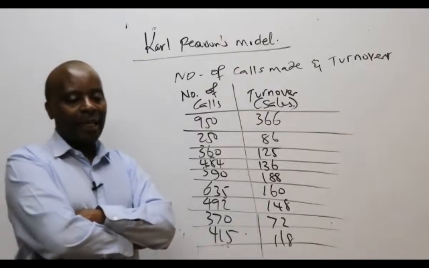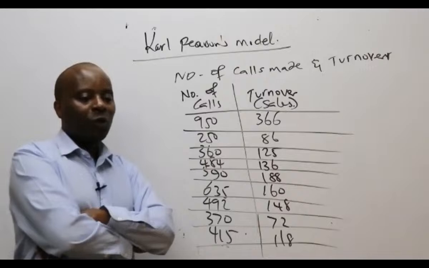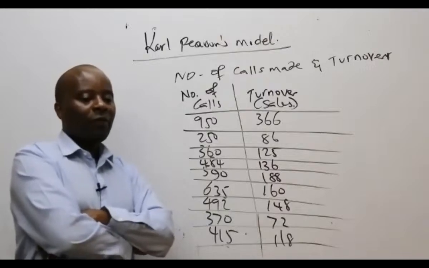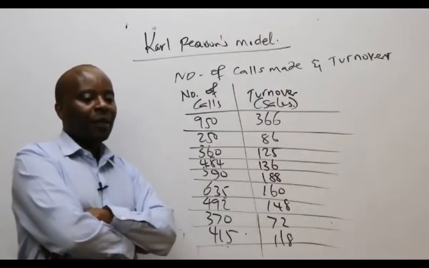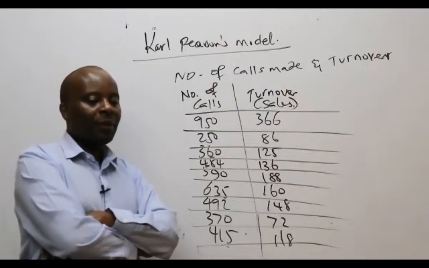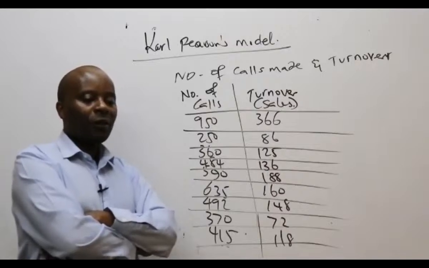Gani Y, gani X. For these variables, which one is Y and which one is X? Pata potea. If you give me that answer, I'll give you a gift. Fatima says number of calls is X. Lilian also says the same. Turnover becomes Y. Thank you very much, Grace. Great.